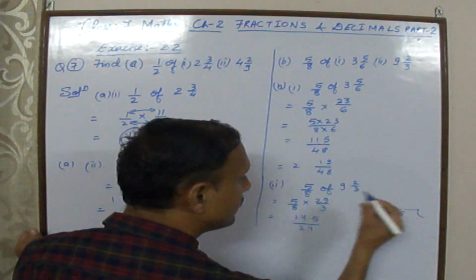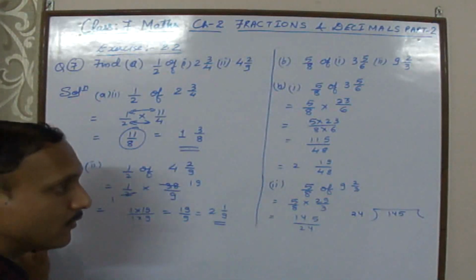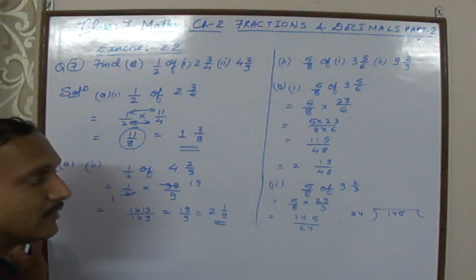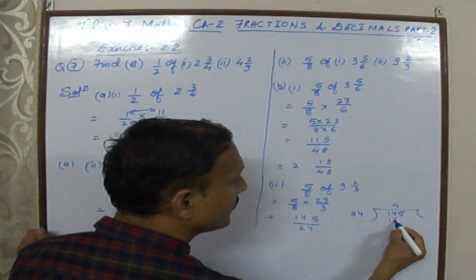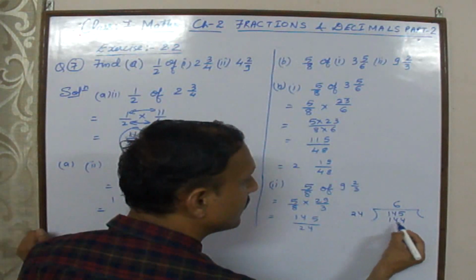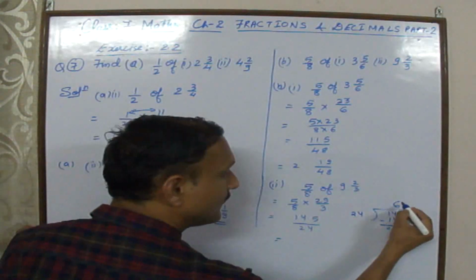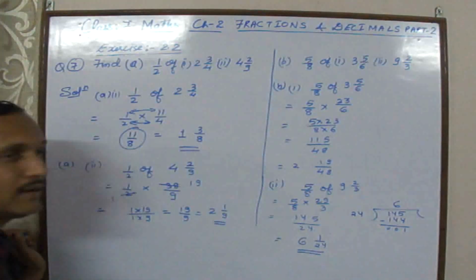Keep 145 as dividend, 24 as divisor. Now tell the table of 24. 24 1s are 24, 24 2s are 48, 24 3s are 72, 24 4s are 96, 24 5s are 120, 24 6s are 144. Subtract. So what is it? 6 1 by 24. So in this way we can find out.